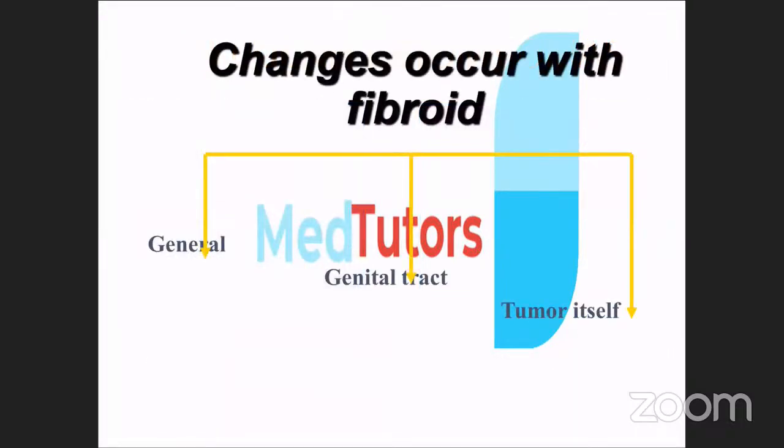So, what are the changes that can occur with fibroid? There may be general changes. There may be changes within the genital tract as a result of the presence of a fibroid, and there may be changes within the fibroid itself. Next slide.